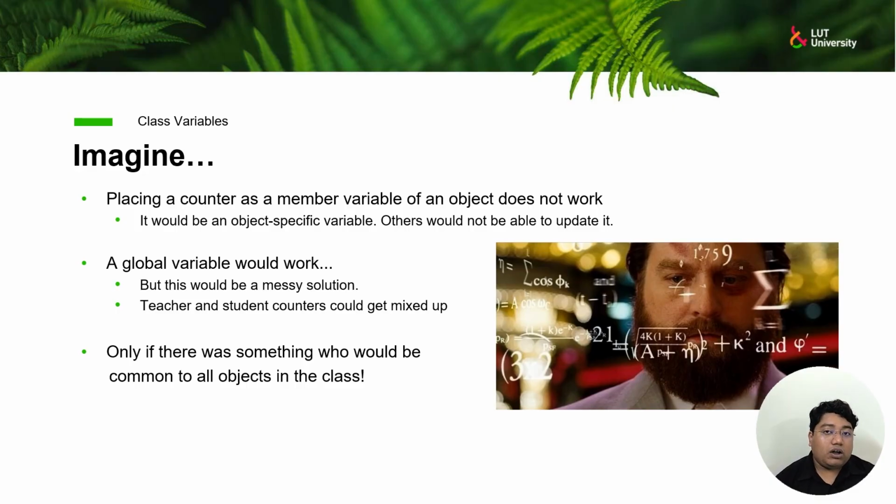So we have ruled out two options. A normal member variable gives every object its own copy. A global variable shares the data, but it places it in the wrong scope. What we really want is something that belongs to the class itself, not to any single object. Fortunately, C++ has exactly that feature, and that's where we will look next.